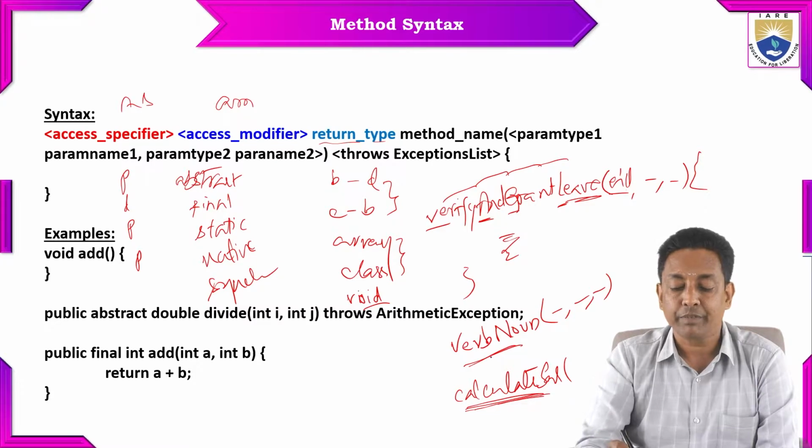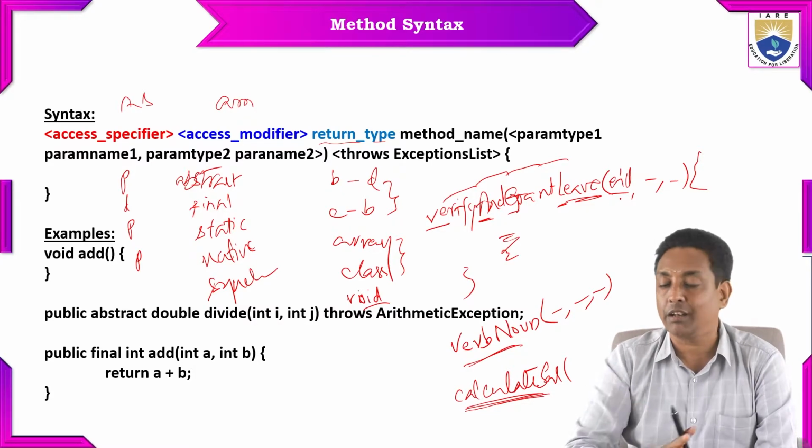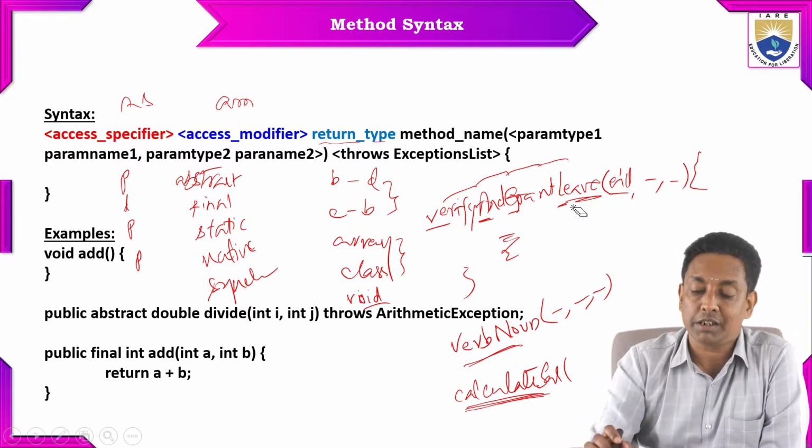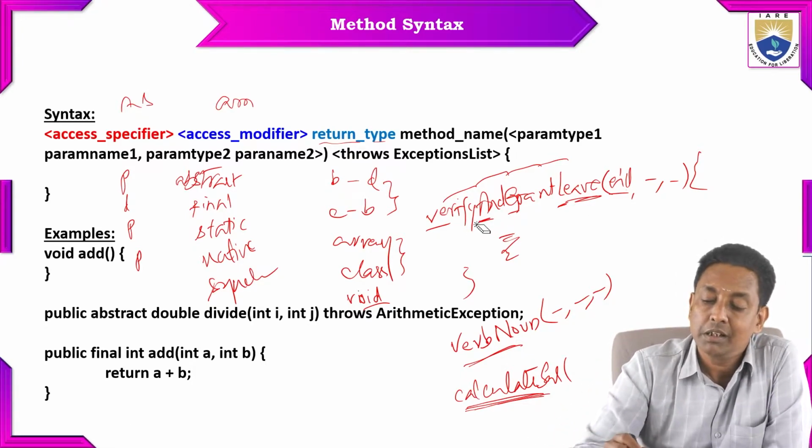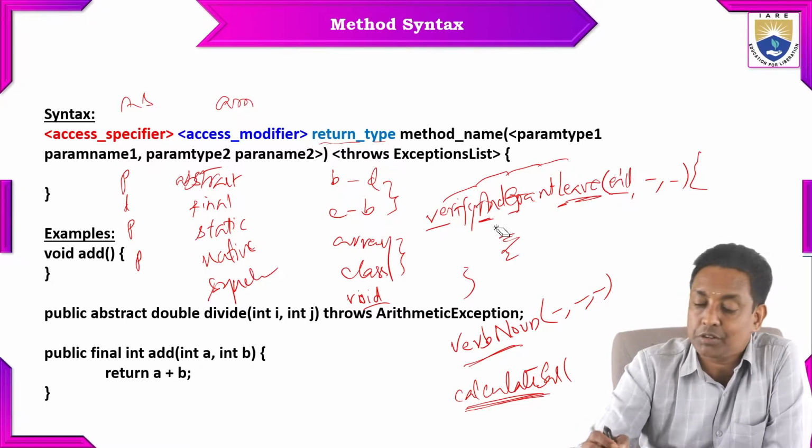Calculate salary, and the next, verify and grant leave. These are all some of the combinations of verb followed by noun while naming the method. Plus camel case convention should also be followed.